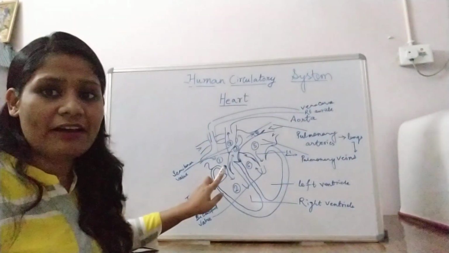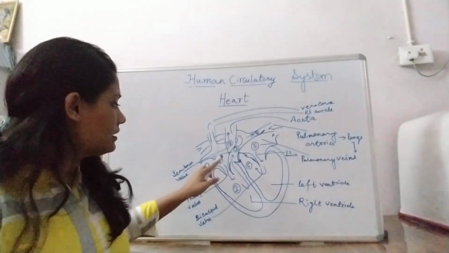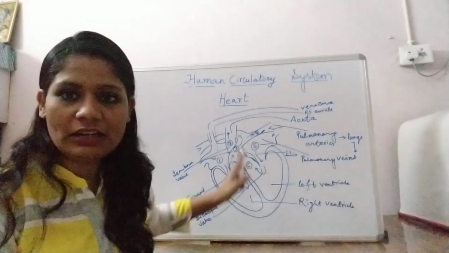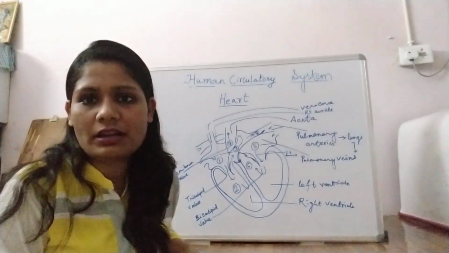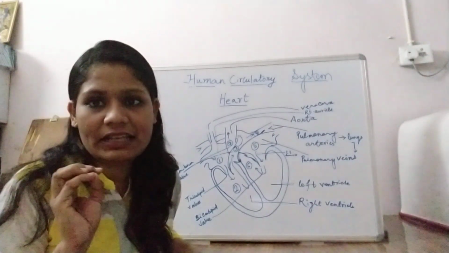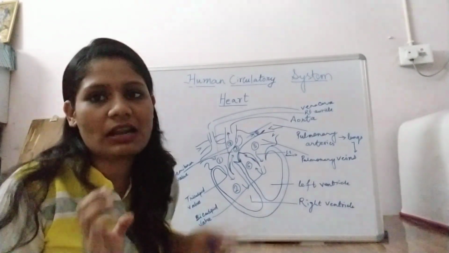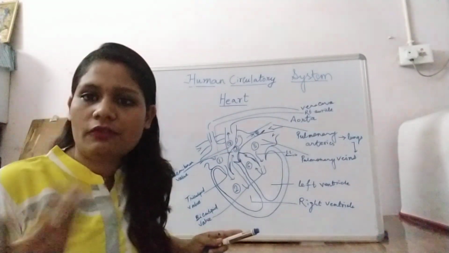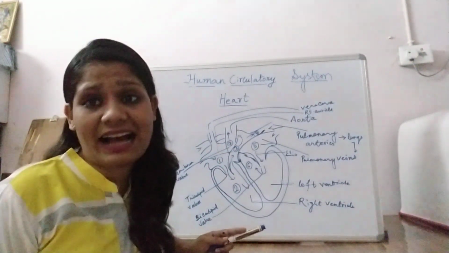See, here I have numbered this: 1, 2, 3, 4, 5, 6, 7. Now I'll tell you why I have numbered it, so that you remember it very easily. It is easy to remember how the circulation happens. So I have numbered it for easy understanding.